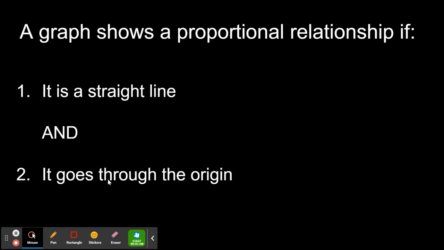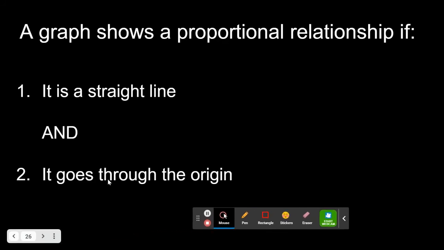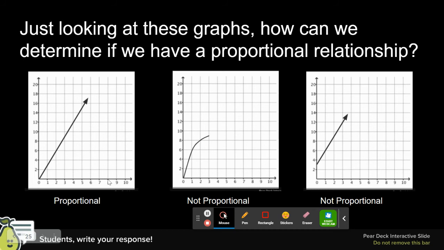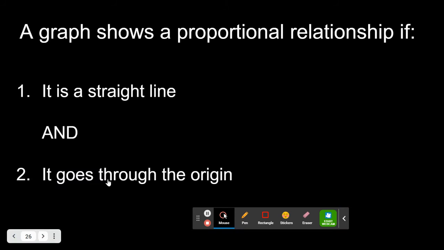A graph shows a proportional relationship if, one, it is a straight line and it goes through the origin. So both these things must be true, okay? It must be a straight line and it must go through the origin. Notice this graph here. It's a straight line and it goes through the origin. This graph here, yes, it goes through the origin, but it is not a straight line. This graph is a straight line, but it does not go through the origin. So the only one of these that is proportional, that has both those characteristics, a straight line and goes through the origin, is this graph here.